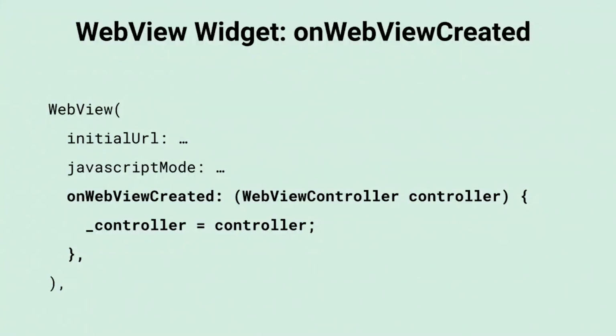Another cool parameter is onWebViewCreated, which already gives you an idea of what it's doing. This parameter expects a callback, a WebView created callback, which is invoked once the WebView is created. And you can save a controller, an instance of the controller, so you can, as it says, control the WebView somehow.